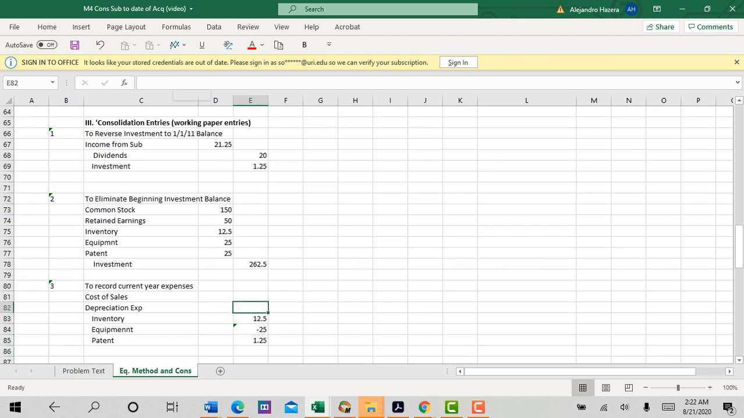Okay, and so we're writing these assets down and expensing them. Now, the credit to inventory is really cost of goods sold. It's excess cost of goods sold. And the credits to equipment and patent are basically depreciation or amortization expense.